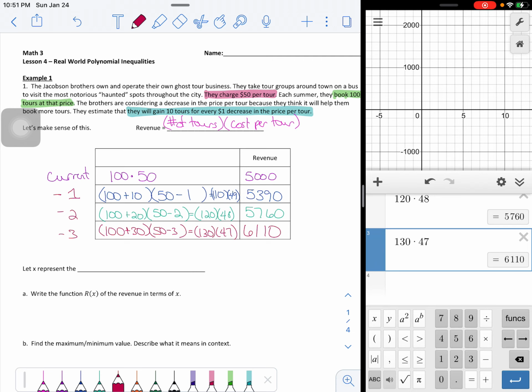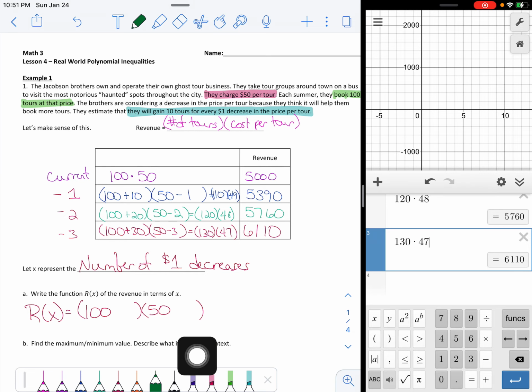So for us, we're going to let X represent the number of $1 decreases. Okay. All right. Write the function R of X of the revenue in terms of X. All right. So here's how it's going to work. R of X is going to equal, well, this is where we're going to do 100. And our original number was 50 here. Now, for each of these, we don't know how many of these X changes we're going to make.